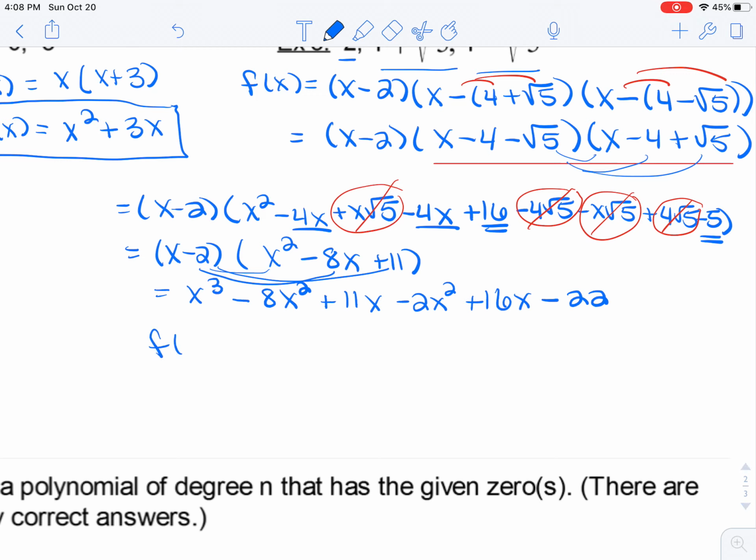Check and see, are there any like terms? Of course. So I'd be left with x cubed. Once I combine my like terms, I would get minus 10x squared plus 27x and then minus 22.